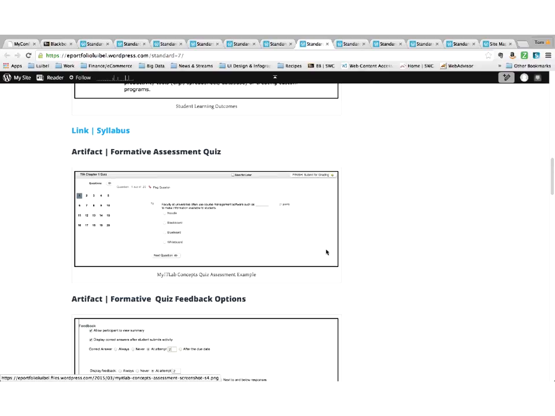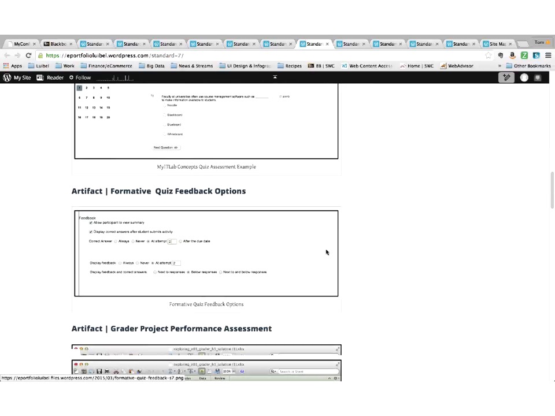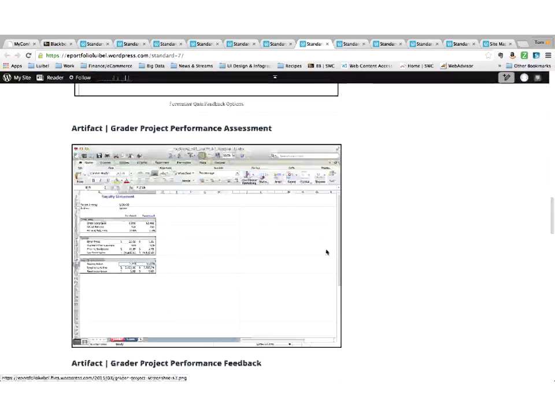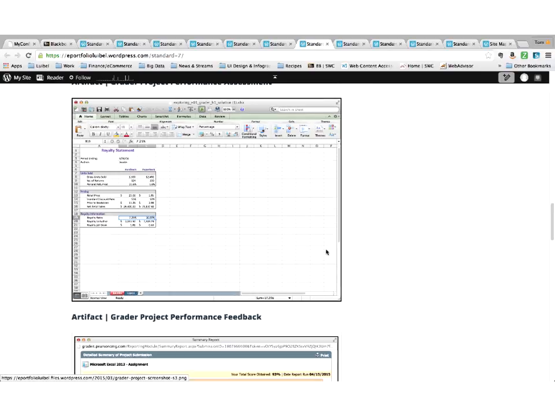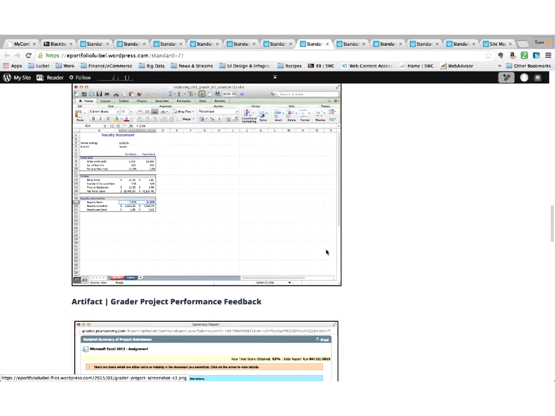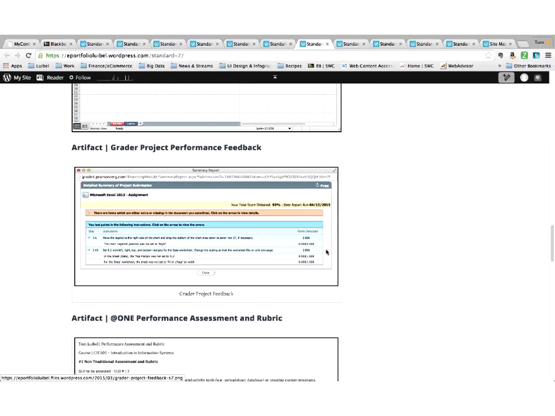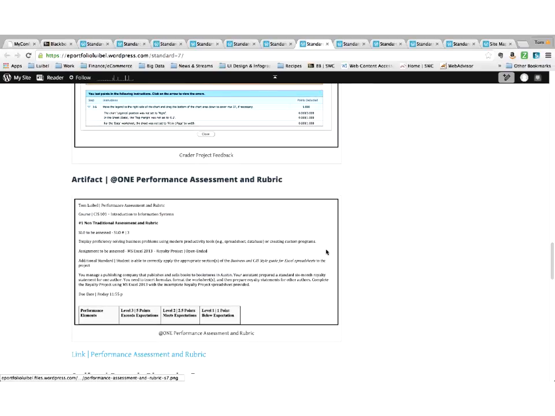This course is really interesting because previous to taking the @1 certification courses, we really didn't have a lot of summative. We had a lot of performance-based and formative, but not a lot of summative. So I'll give you an example of a quiz, some feedback options. Then we have a performance assessment. Some of these performance assessments kind of straddle the fence between summative and formative. And the grader project they have to do live. I'll give you an example of the feedback, which is very good. It tells them by instruction what they did right or wrong.